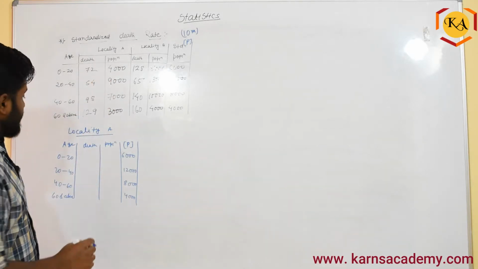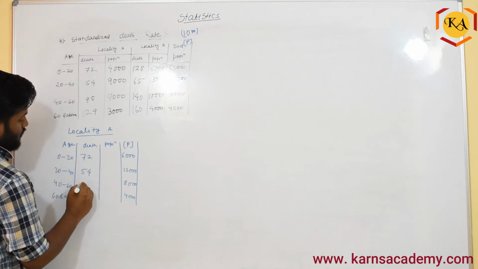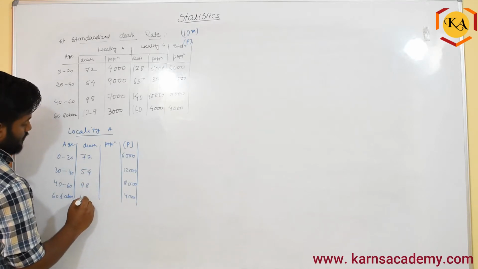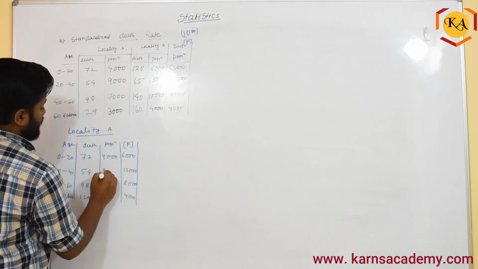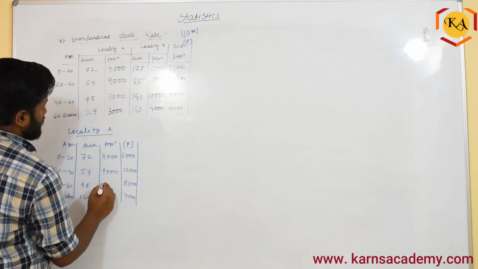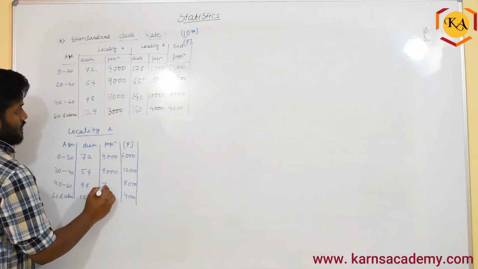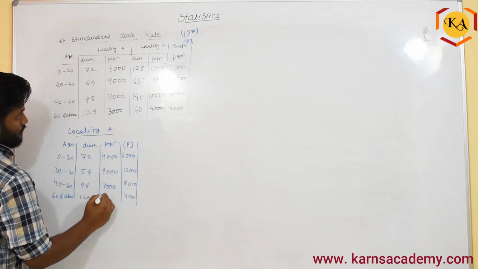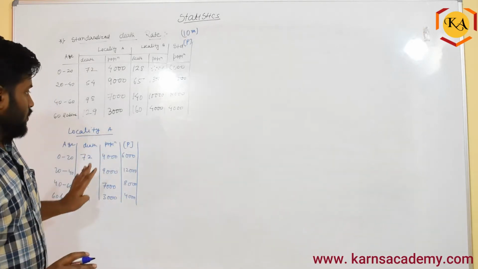Let me write this data also. Since it's the first problem, I just don't want any confusion to happen, so let me write all the data. I have taken exactly the same data that they have given in the question. You don't need to write the question together, just take the data. Okay, so we will start our problem with locality A.